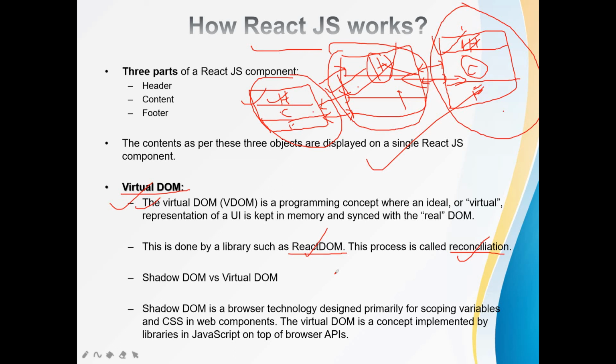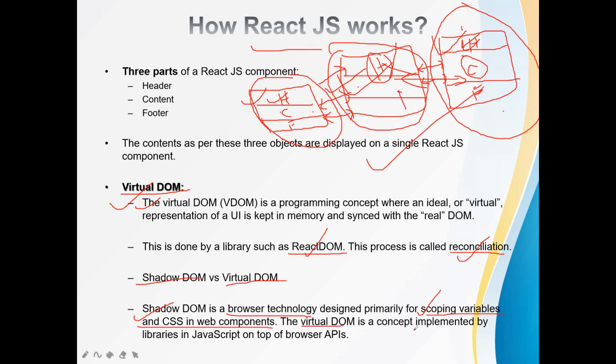If you are going to give any interview, you will be asked: Shadow DOM versus virtual DOM. What is that? You can just simply read this. Shadow DOM is just a browser technology which is designed primarily for scoping variables and CSS in web components. I don't think I need to explain it. If you know CSS and you know about variables, you must be knowing about the scoping of variables because you are a programmer, right? So the Shadow DOM was used in browser technologies only for the scoping of variables and CSS in web components.